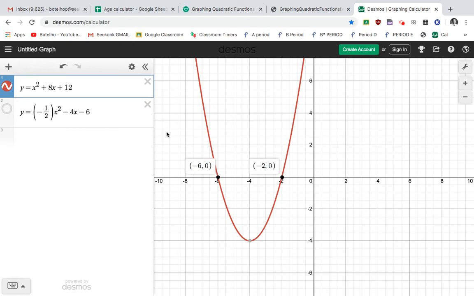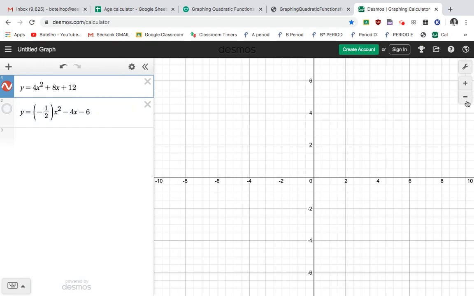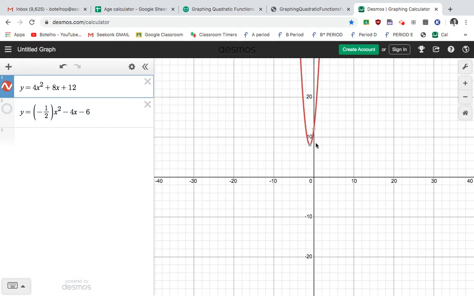You have no solutions. You would never be able to factor that. It just wouldn't work. So let me see if I can make that happen quick. I'm going to throw a 4 here. Whoa, where the heck did that thing go? Can't even see it. Yeah, that right there, no solutions. It never crosses the x-axis.